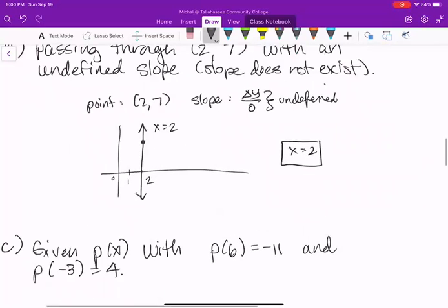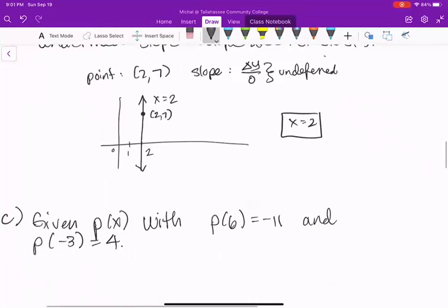And I should go ahead and label this as 2, 7 on that point in case you were trying to plot the point and see whether it's a horizontal or vertical line. That'll come up in your exercises. Don't worry about it. Contact me if you have trouble. I am here to help.